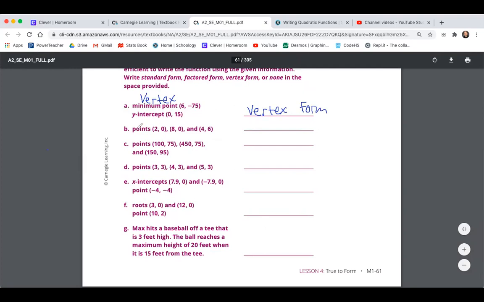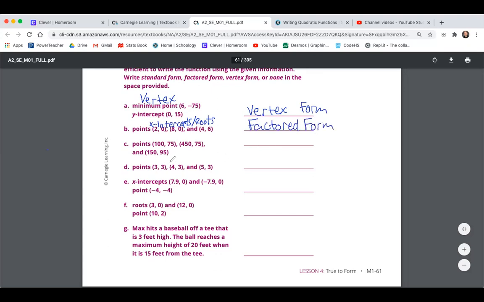All right, so part B may not seem like there's any key features, but when it gives you an x value and the y value is 0, like here and here, those are x-intercepts. And another word for those is roots. So if you see them called roots on your assignment later, don't freak out, just know that it's referring to x-intercepts. So if we're given x-intercepts or roots, we're going to be using factored form.